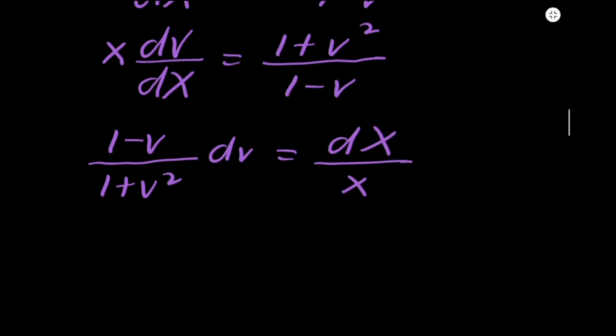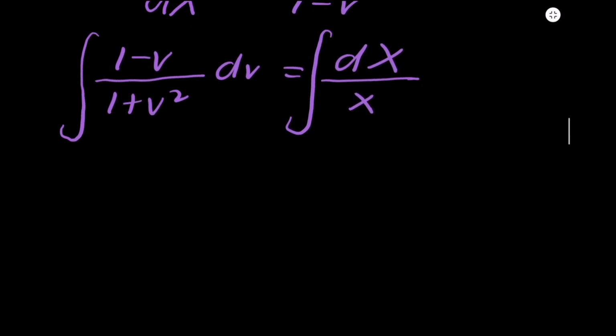Now, we can integrate both sides of the equation. So we have the integral of (1 minus v) over (1 plus v squared) dv equals the integral of dX over X. So let us take the integral of the left and the right side of the equation.